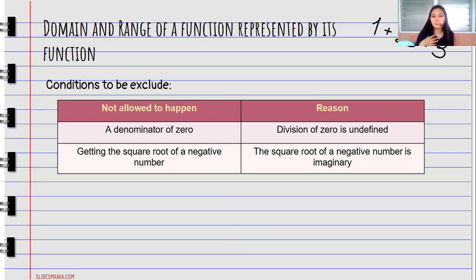Tama? Kapag naman po nagkaroon tayo ng negative number inside the square root or radical sign po, it will give us an imaginary po. Okay, kaya ayan yung dalawang bawal. Iniiwasan natin maging undefined at iniiwasan natin maging imaginary po. Okay?